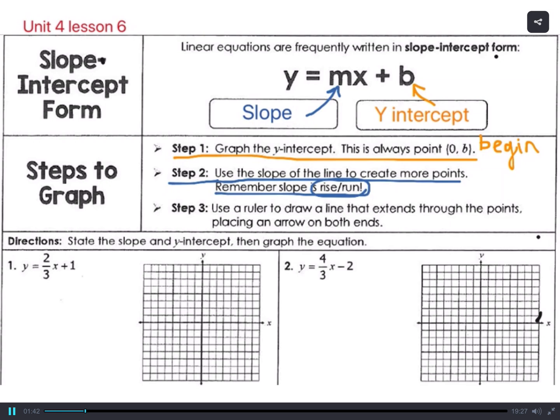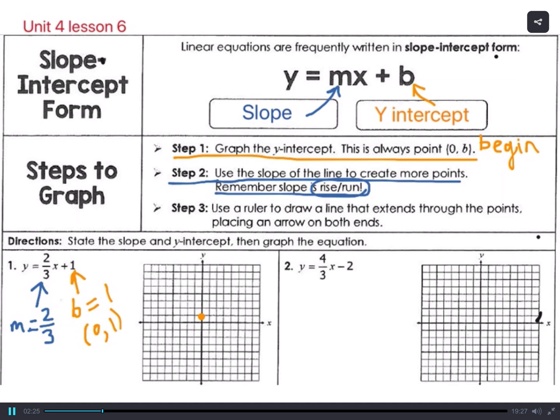My first step in example number 1 is going to be to identify the B. Okay, the B equals 1, and the ordered pair that we're going to plot on the coordinate plane is going to be (0, 1). So let's do that. And it's right there. Our next step is to identify the slope. Remember, the slope is the number in front of the x variable. And my slope here is 2 over 3.